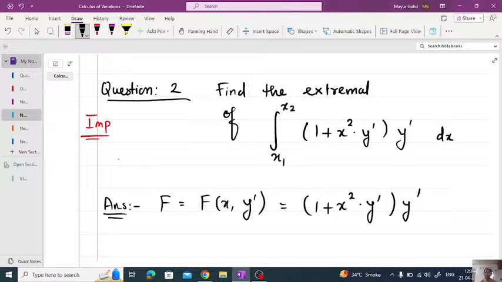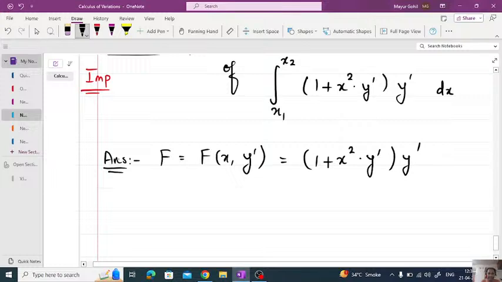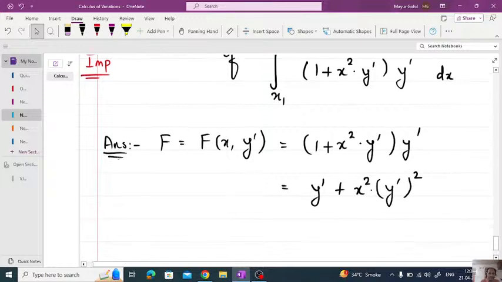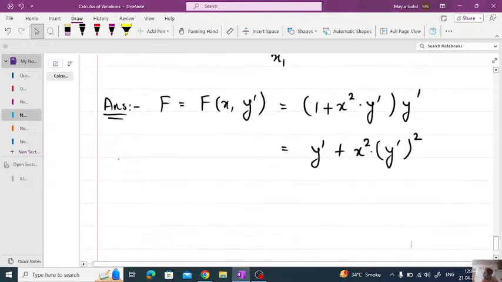So we are now going to simplify this function first. On simplification, what do you get here? y dash plus x square into y dash the whole square, right? This is what you will get.